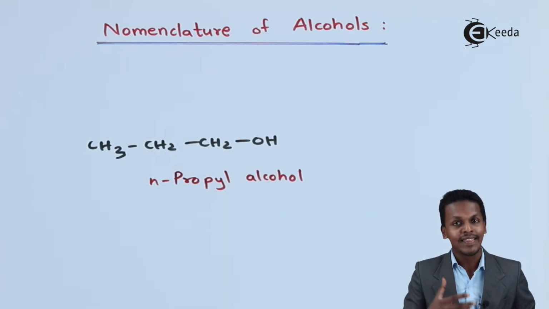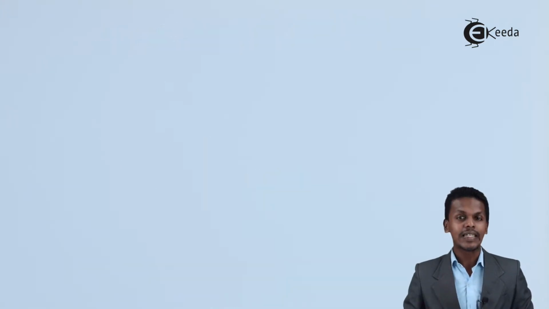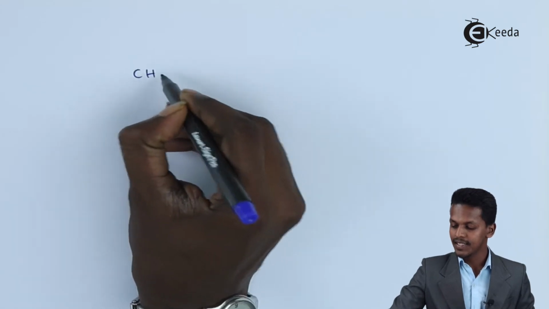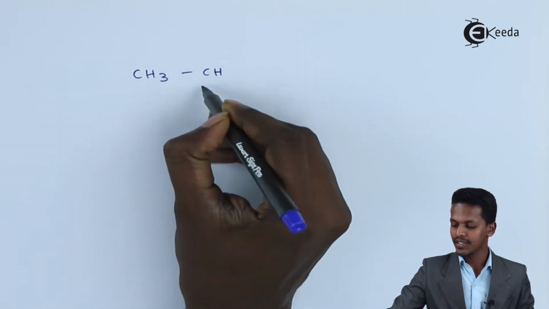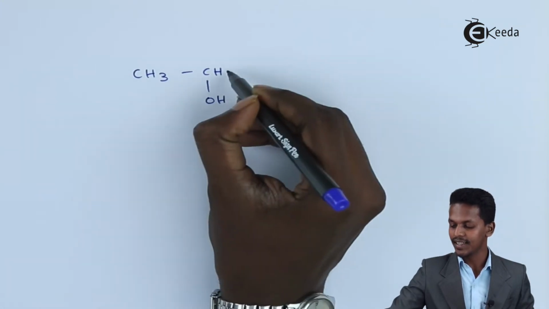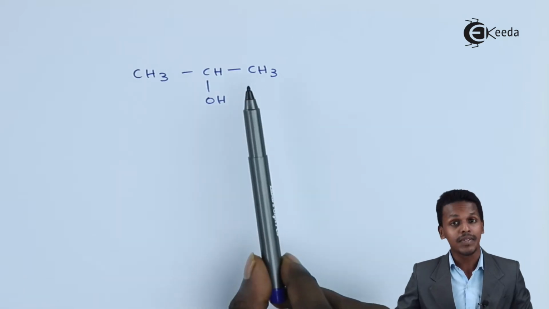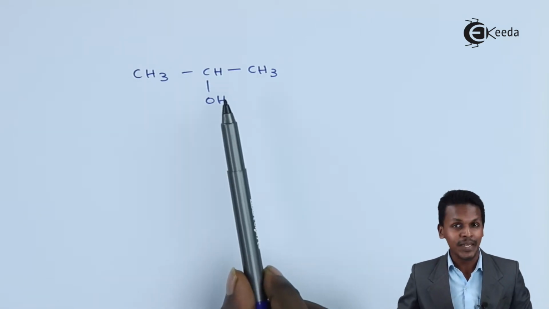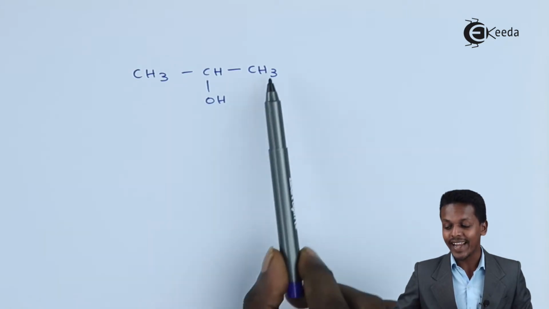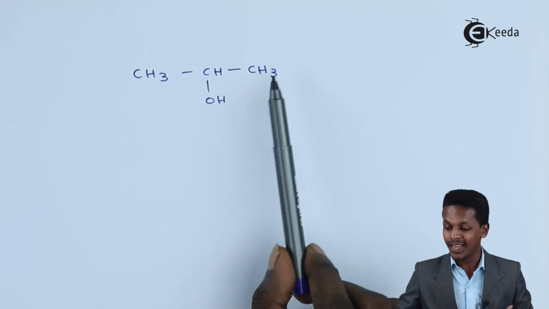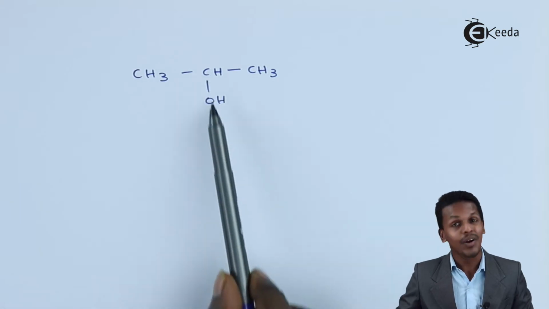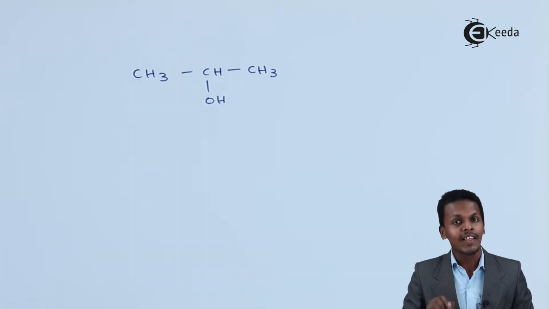Now let me talk about another example related to the common name. Suppose I consider this example, CH3, CH, here there is OH and here there is CH3. Here there are 3 carbon atoms, and in the previous example also there were 3 carbon atoms, but here the OH is not attached to the first carbon atom. In fact, it is attached to the second carbon atom, forming a branch-like structure. So this is not N-propyl alcohol. In fact, the name of this is isopropyl alcohol.